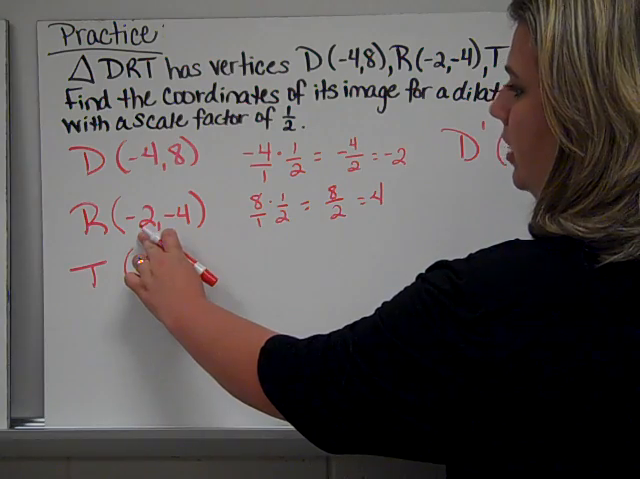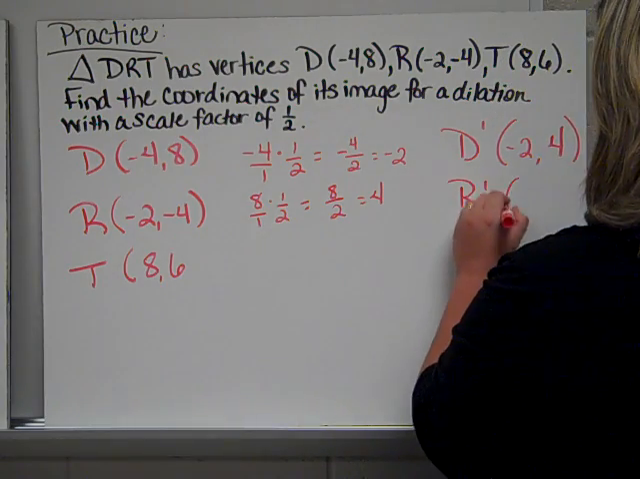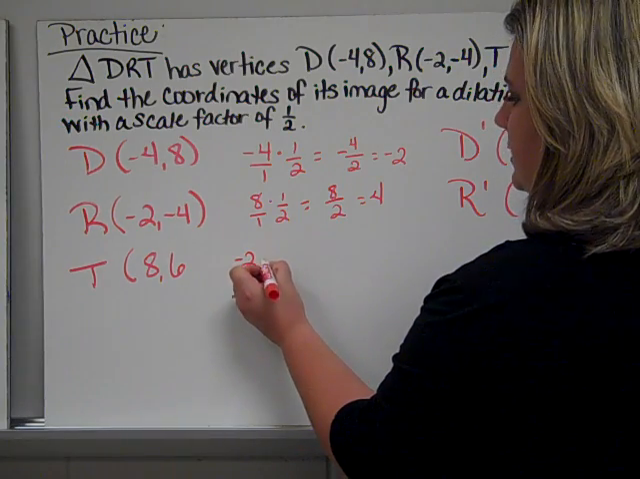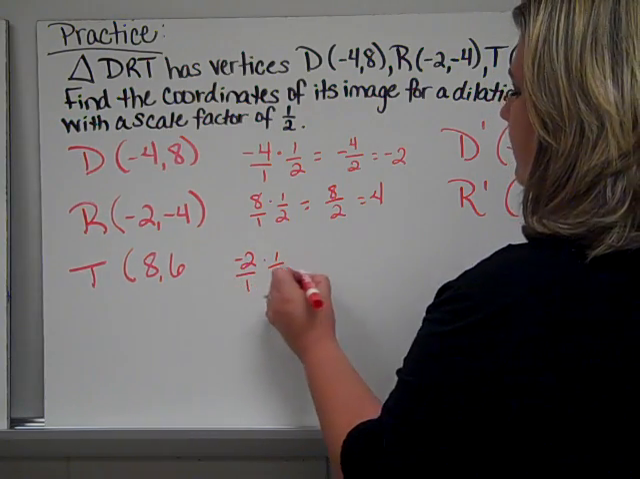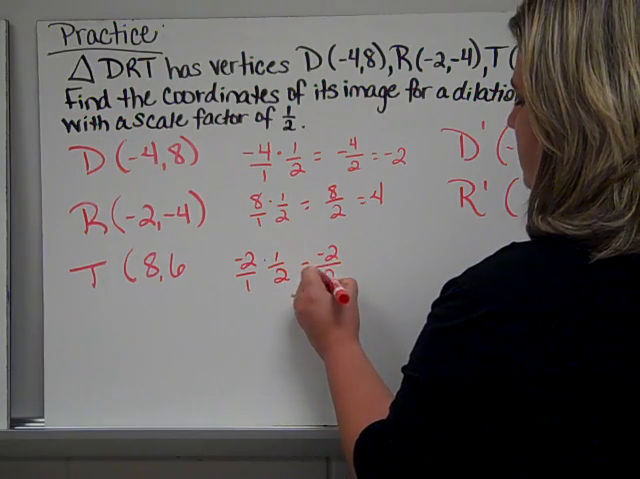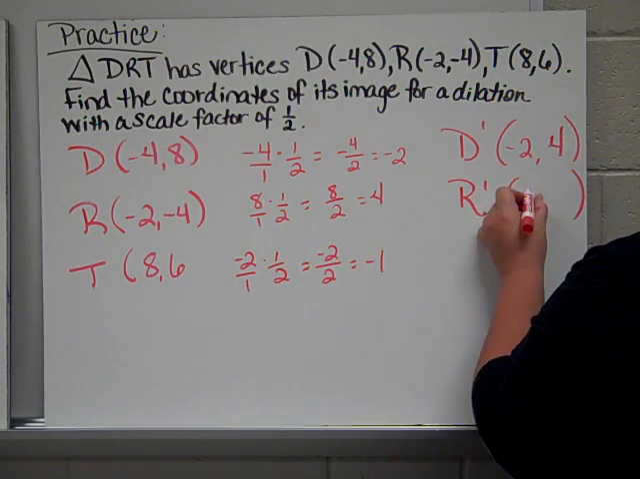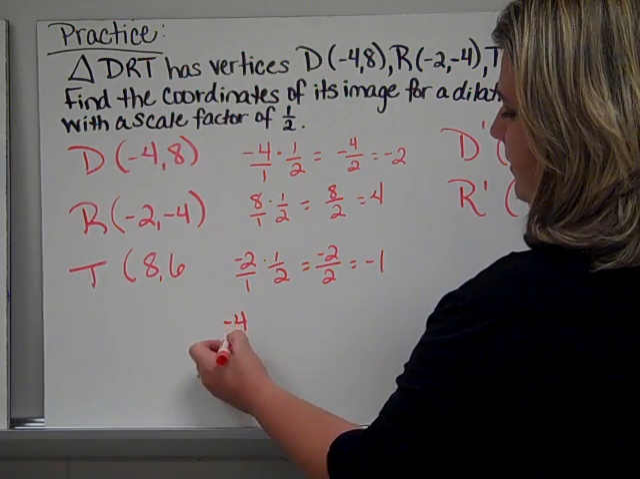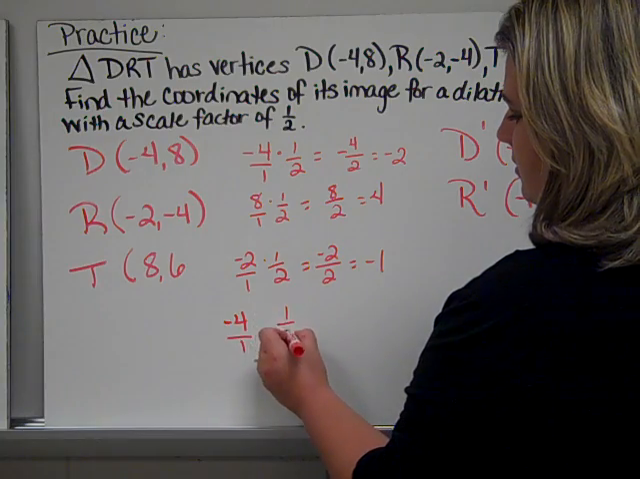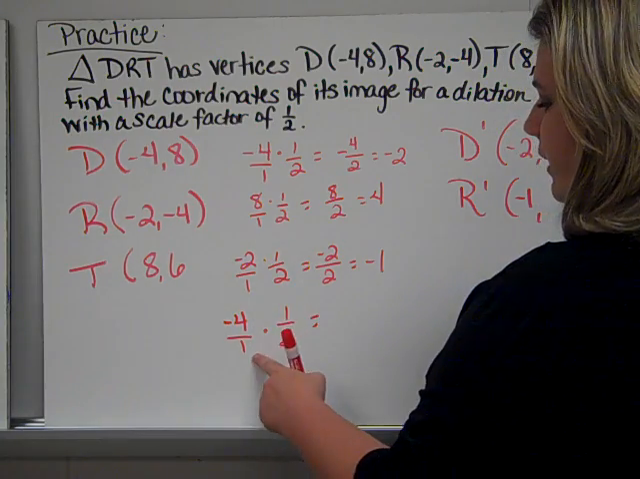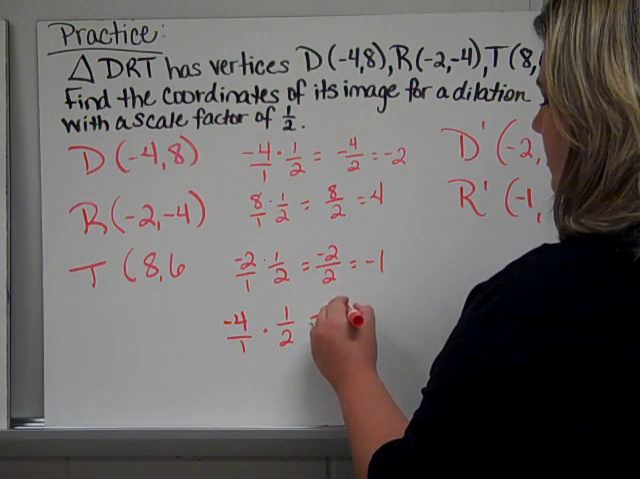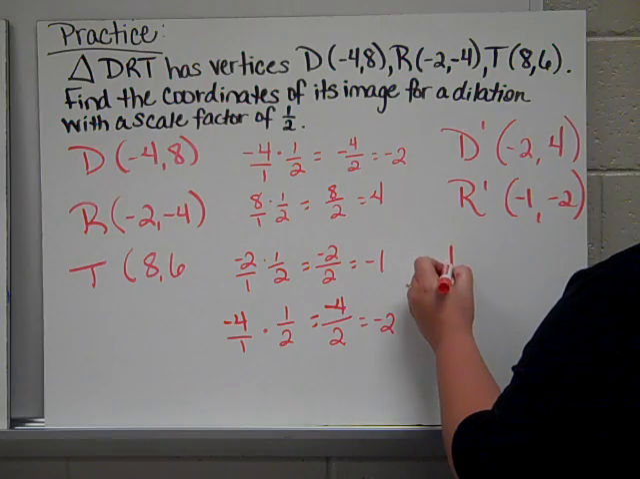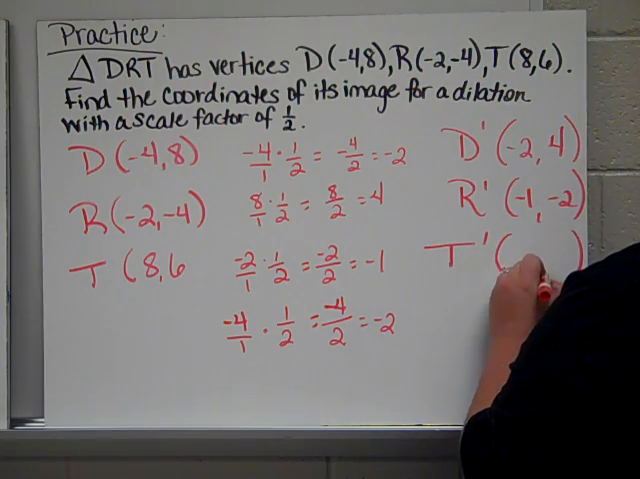Now let's work on the R. So for R prime, I have -2 as my x. Remember, we're multiplying that by 1/2. So multiply that straight across, and that would simplify to a -1. -4 is my y. Don't forget to make that into a fraction, since we're dealing with a scale factor of a fraction, 1/2. And that simplifies to -2.